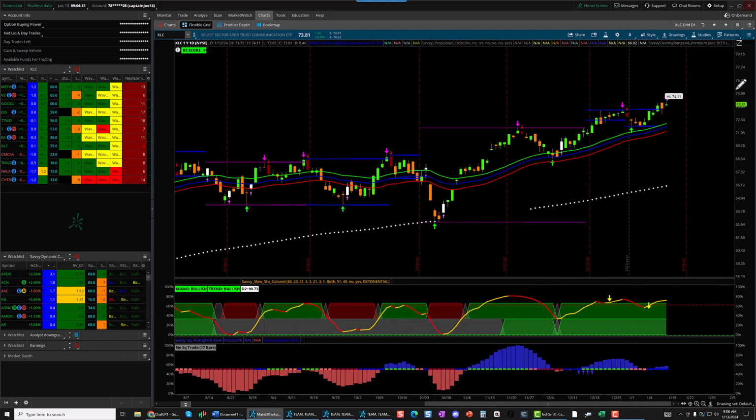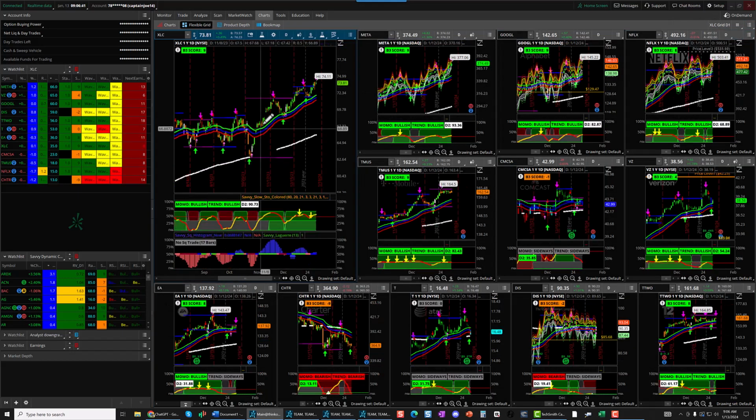But what I want to show you here is I use the flexible grid, and by using the flexible grid, I can look at the top 10 stocks in the XLC. It's just another way that I can sort through the list on the weekends and on a daily basis. So if you look here, you can see XLC is a bullish trend and bullish momentum.